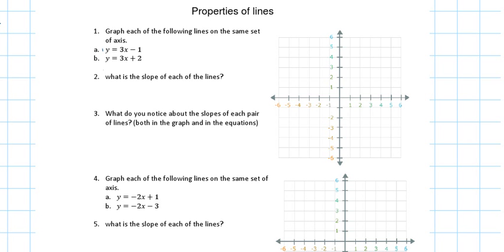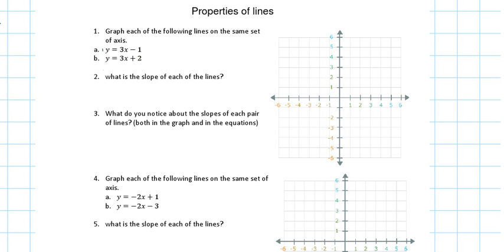Do you see anything similar? Do you see anything different? One is subtracted. Okay, so one is a minus 1 and one is a plus 2. What does this represent? What does the minus 1 and the plus 2 represent? What are these? The y-intercept. So they have a different y-intercept, right? Okay. How about their slopes?